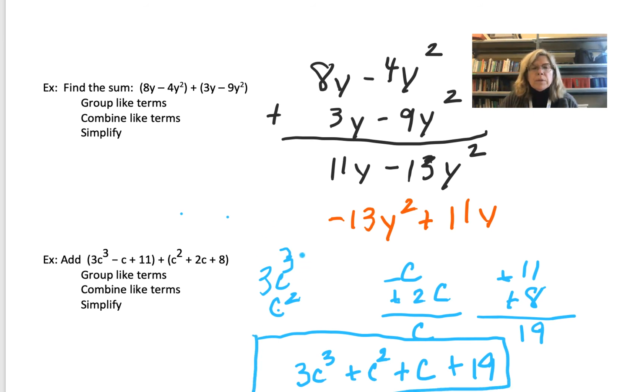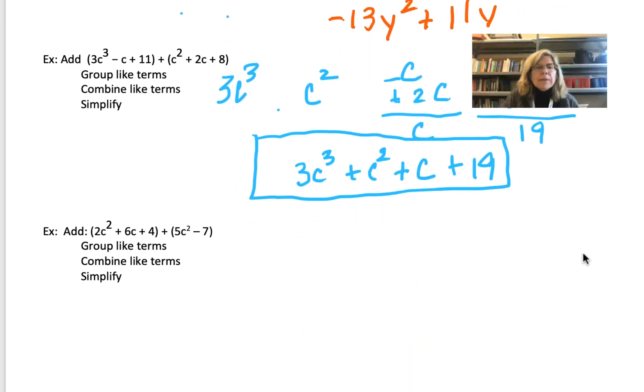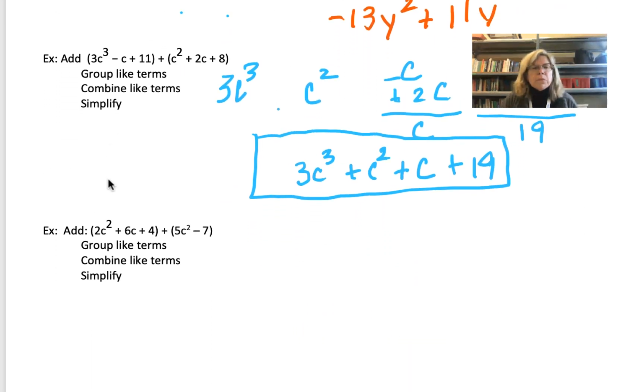So I put these two together here, but really they don't belong together. They're just on top of each other. So let me make that clearer here. So you're going to have 3c cubed, and you're going to have c squared. And then here's your c column, and here's your constant column. Okay, let's do one more, and then we'll do some subtraction.